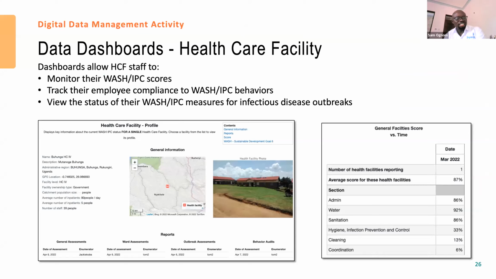So this is for the facility. Like now we pick one facility and you can see it picks even the GPS. So if the picture was posted for the facility, all the details are picked. And now you can see your score. The four tools we have, general IPC, WASH and others, so you can see the performance accordingly. Next slide, please.